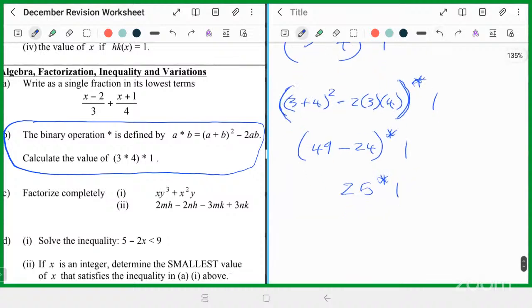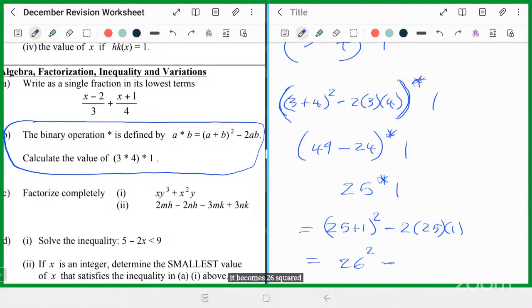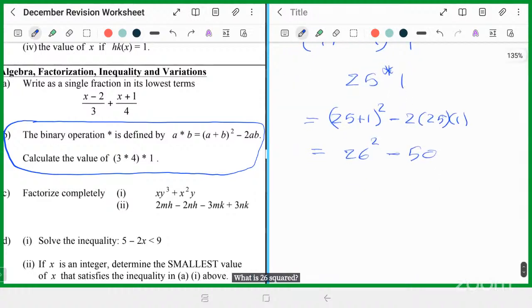So it now becomes equal to the sum of them first, which is 25 plus 1, squared, minus 2 times the product of them, 25 times 1. It becomes 26 squared minus this becomes 50. What is 26 squared? All right, tell me what this works out. 26 squared minus 50 is how much?